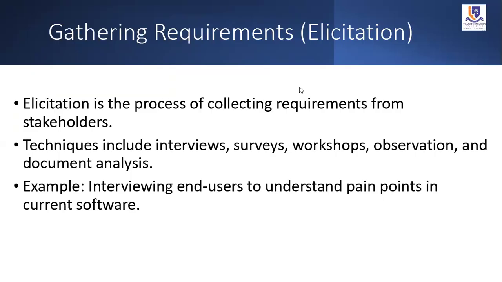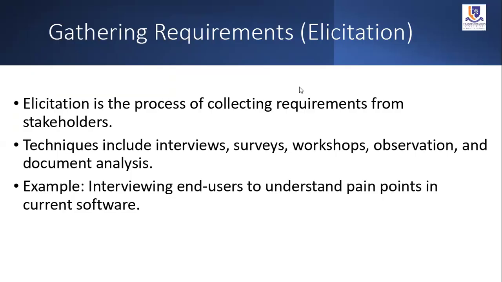So elicitation is the process of collecting requirements from stakeholders. When you gather those requirements, you get an understanding of what it is that needs to be done. That way you'll be able to solve that problem. You'll be able to find an approach to delivering what that problem is. Right. So techniques include interview, survey, workshop, observation, documentation analysis. These are the techniques we can use to do elicitation.